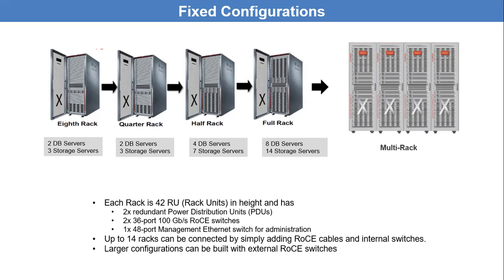Up to 14 racks can be connected by simply adding RoCE cables and internal switches. Larger configurations can be built with external RoCE switches. So each rack has internal RoCE switches. You can interconnect up to 14 racks using these internal switches itself. If you want to grow beyond 14 racks in the multi-rack configuration, you need to use external RoCE switches. So that is how you can scale out the Exadata racks. So this is about the fixed configuration.